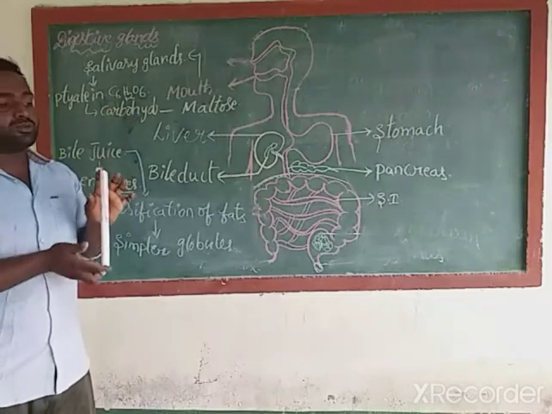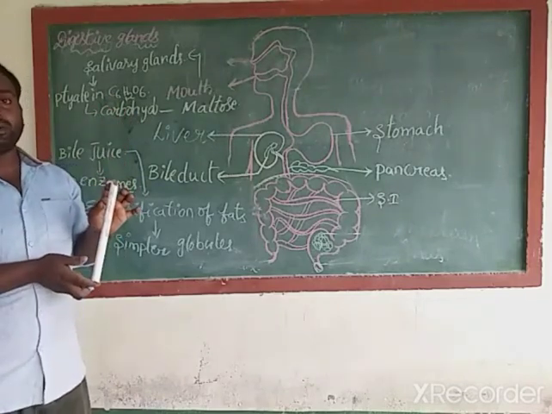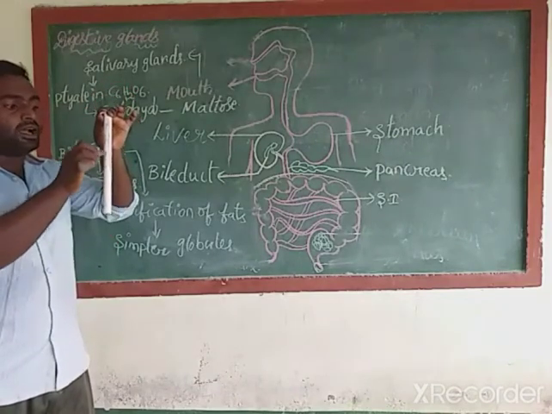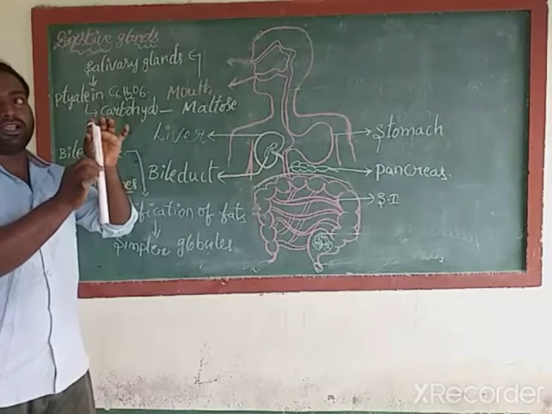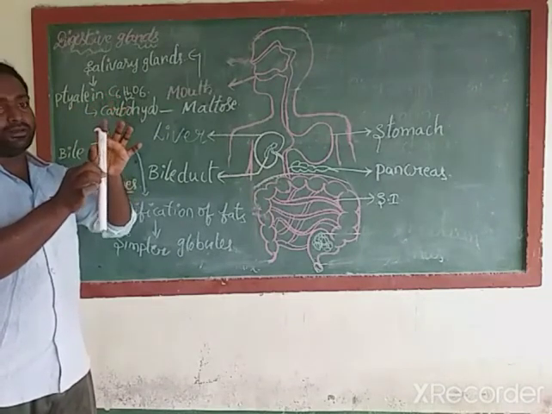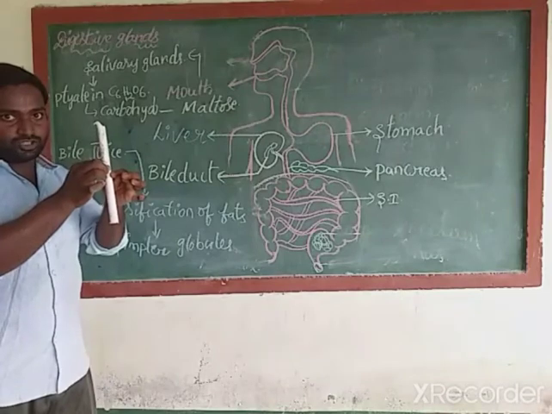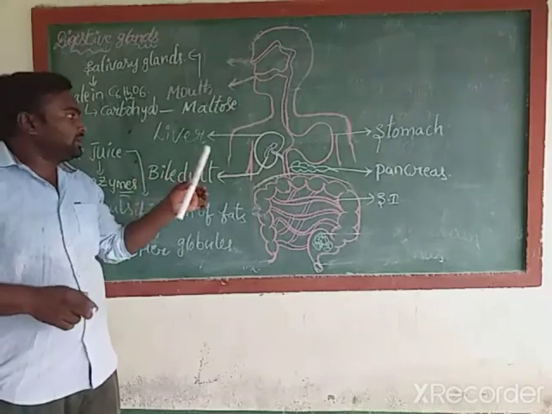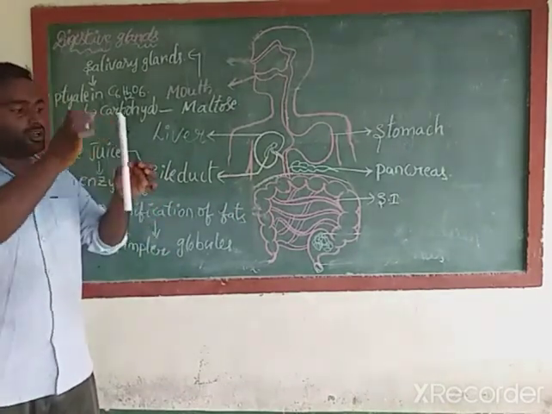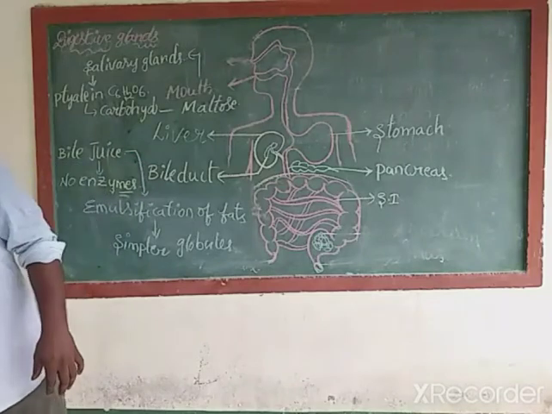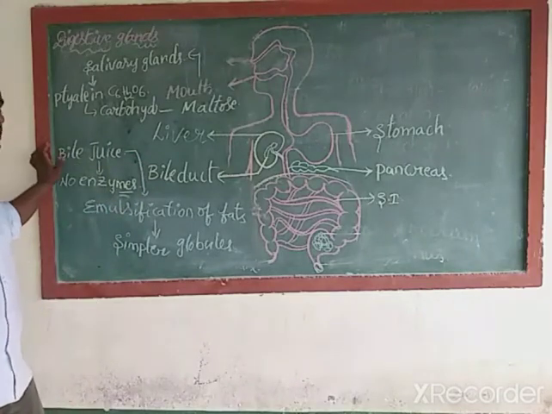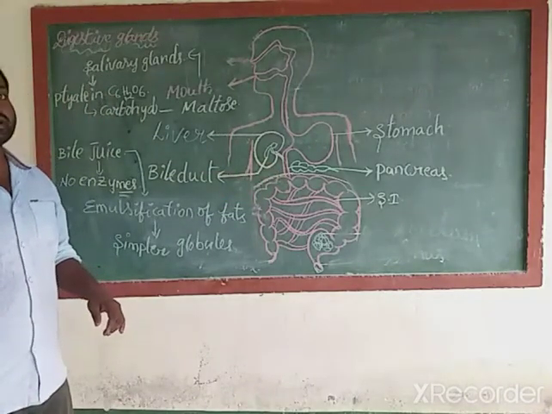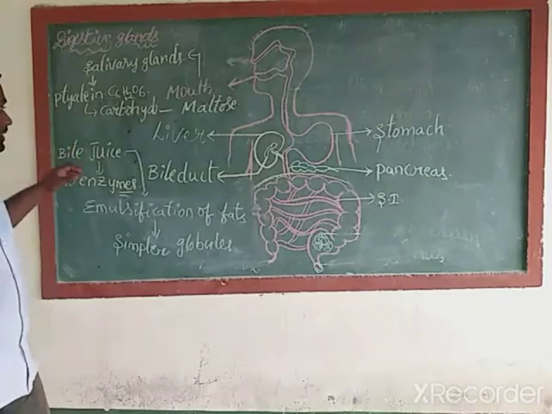Did you understand? The small intestine contains how many parts? Three parts. Starting one duodenum, ending one ileum, and the middle one is jejunum. All of you recollect. Starting one duodenum, middle one jejunum, and the final one ileum. So how many parts does it have? Our small intestine has three parts: duodenum, jejunum, ileum. Bile juice is secreted into the duodenum part of the small intestine.